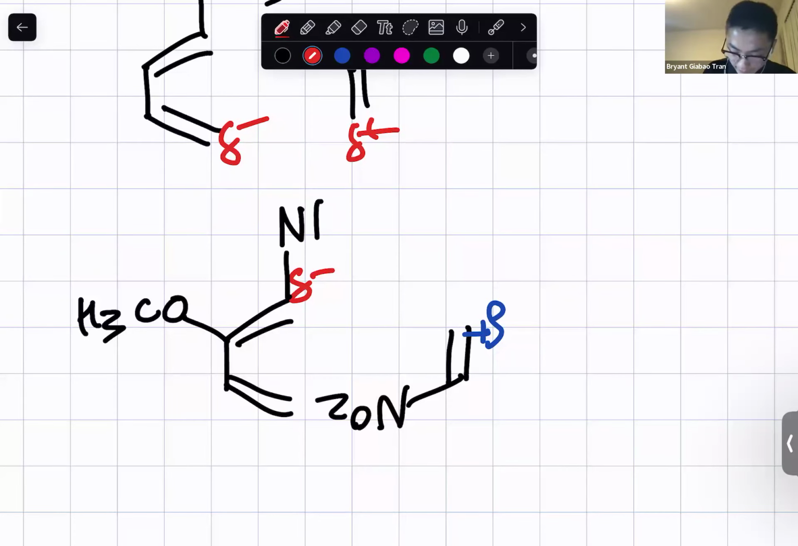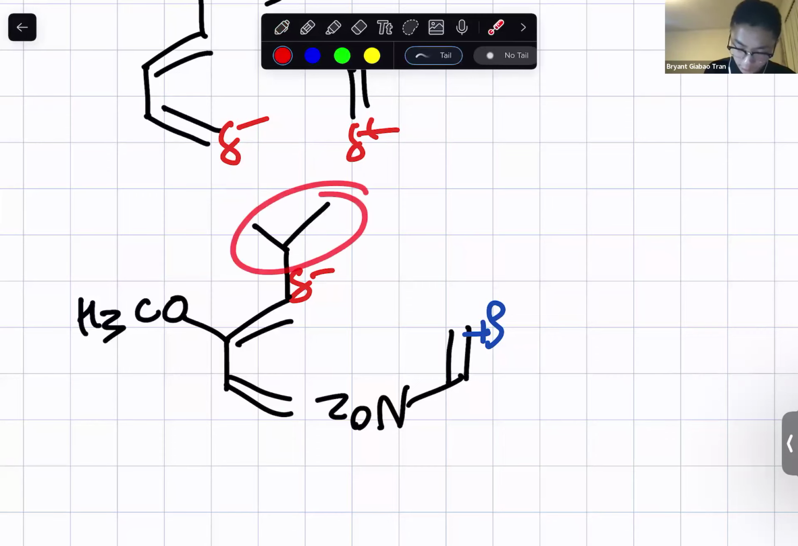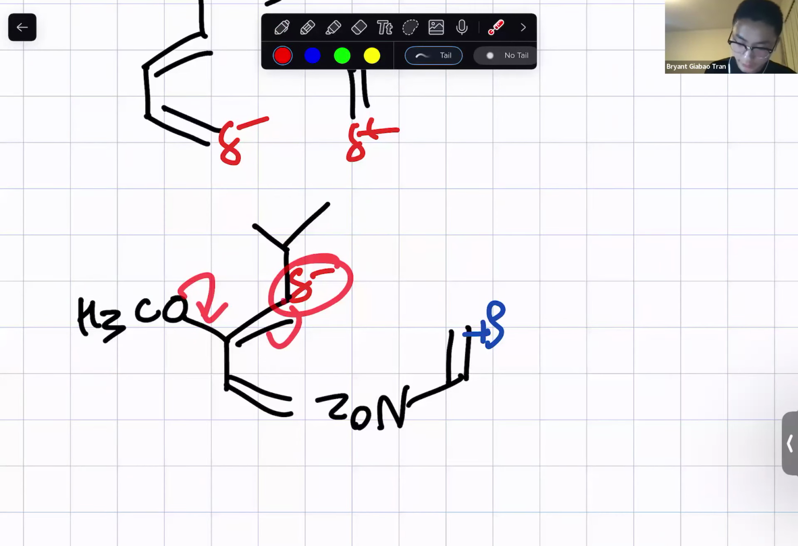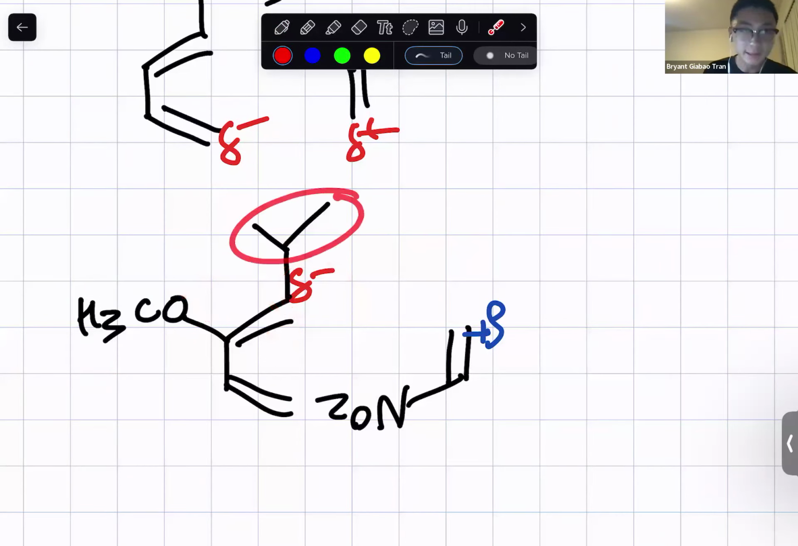But if that EDG was just an R group, like an isopropyl group, then I don't think this overpowers this EDG. This EDG will still put that negative charge on this carbon here because this R group has no lone pair of electrons to donate. So I think the negative charge will still be on this carbon here. But if you had an EDG that did have lone pairs of electrons, then you would get that mixture of products, like the four different ones you were talking about. Okay.